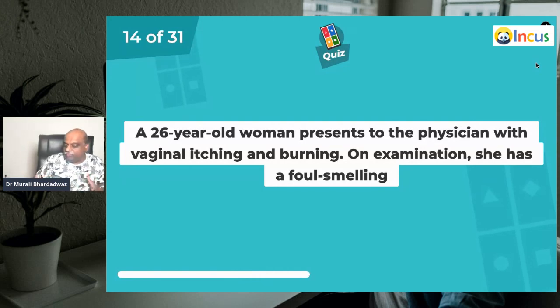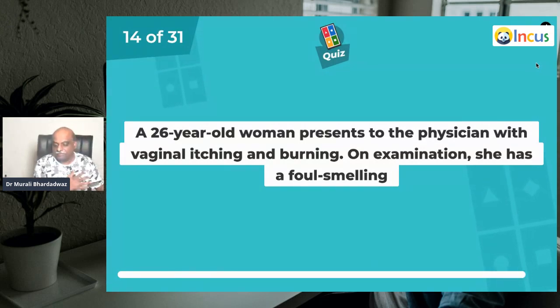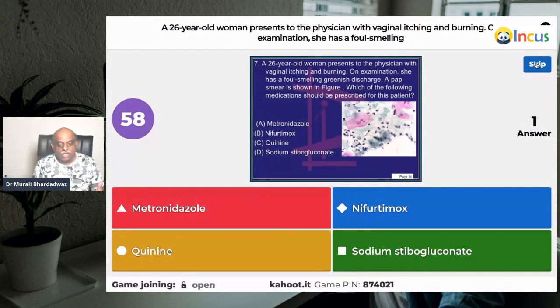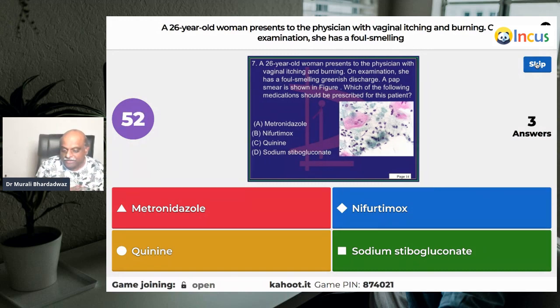A 26-year-old woman presents with vaginal itching, burning, and on examination she has a foul-smelling greenish discharge. A Pap smear is being shown to you. Looking at it, what is your diagnosis and what is your treatment?